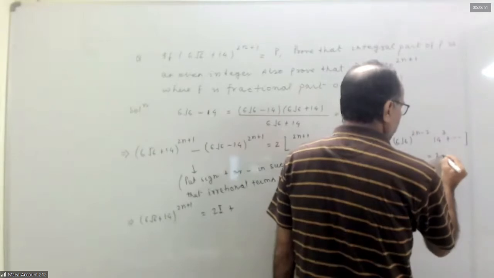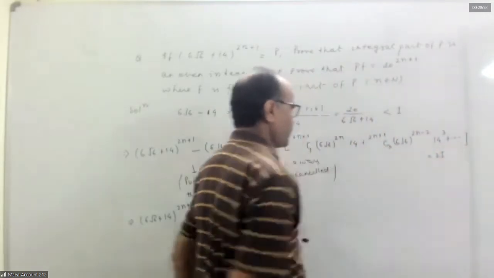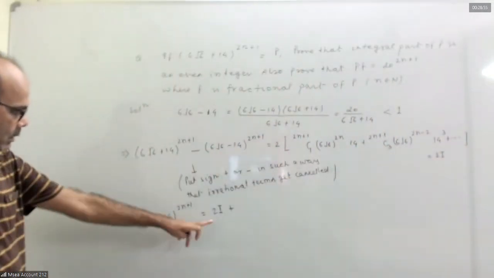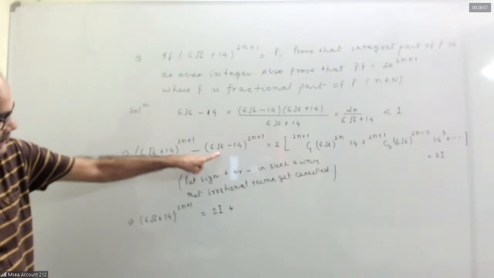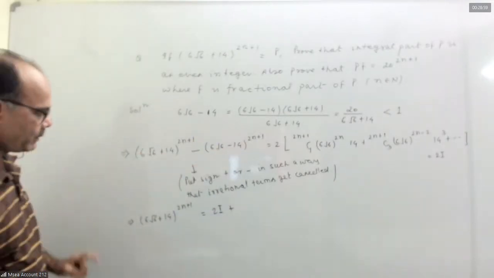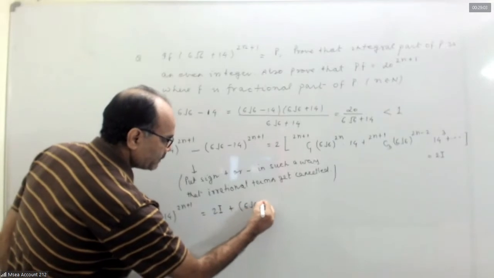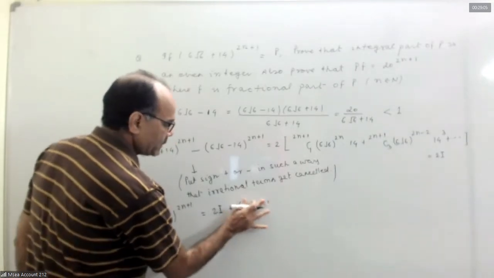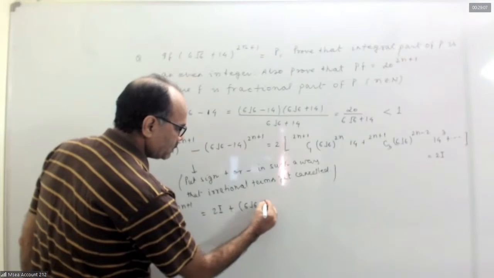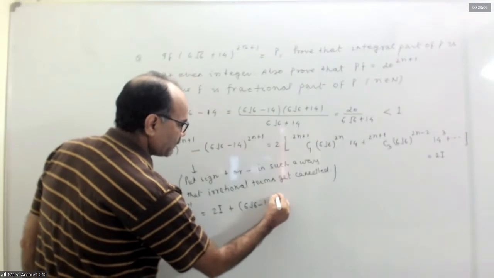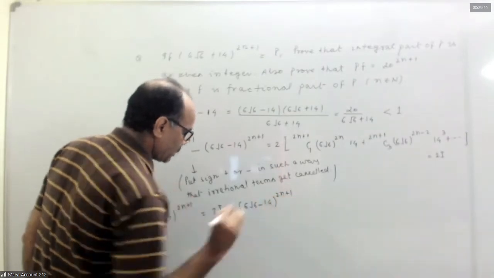This is equal to some even integer, 2 times I. So we have 2i plus this term on the right side: (6 root 6 minus 14) to the power 2n plus 1.